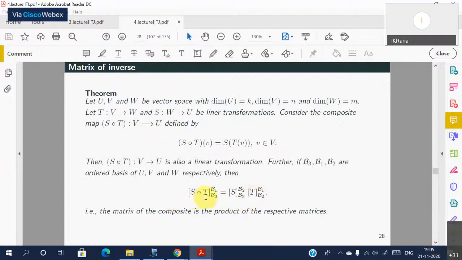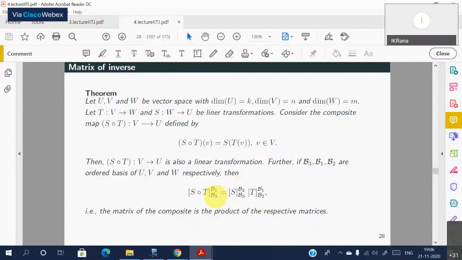So the matrix of S composite T with respect to B1, B3 is S with respect to B2, B3, because S is from W, and T with respect to B1, B2. You can see nicely that B2 is sort of getting eliminated, leaving B1, B3. So that is the composite one.